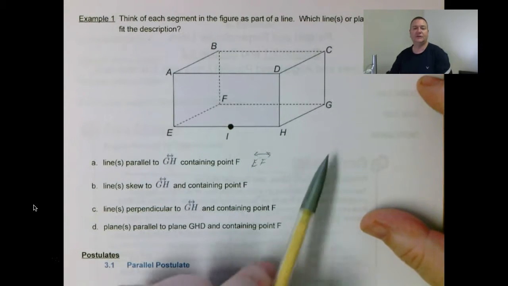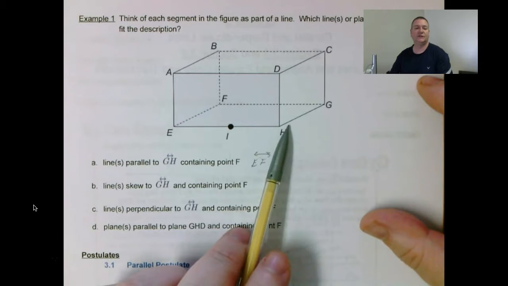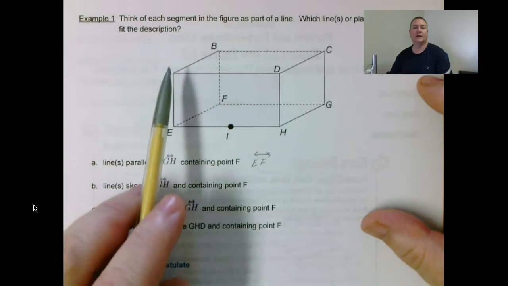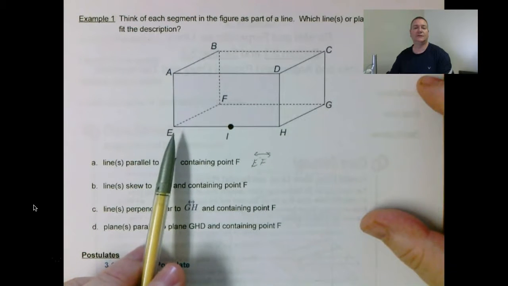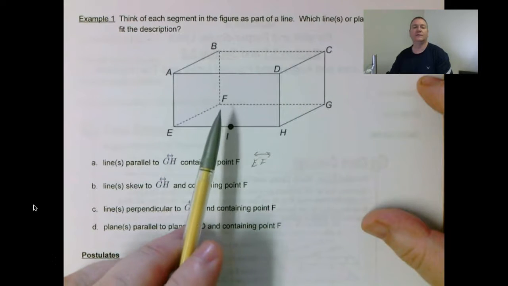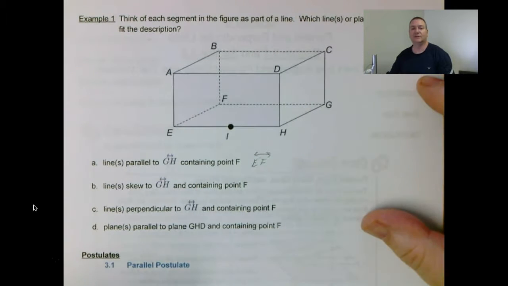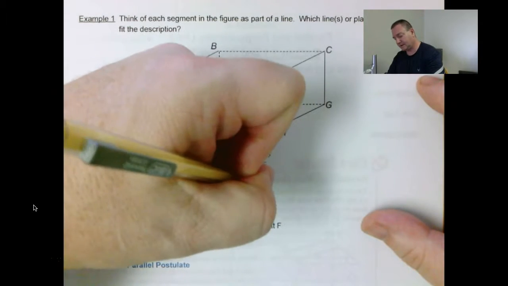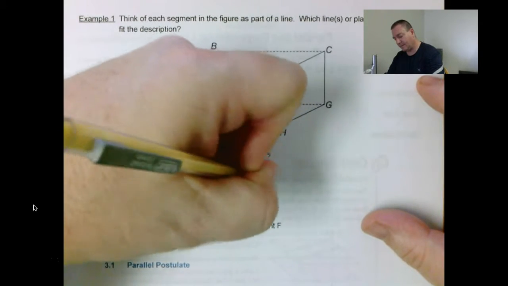Lines skew to GH. So again, here's GH. Skew to GH and again containing point F. So again, line AE is skew to GH. Line AD is skew to GH, but neither of those contain point F. The only one that is skew to GH and containing point F is line BF.